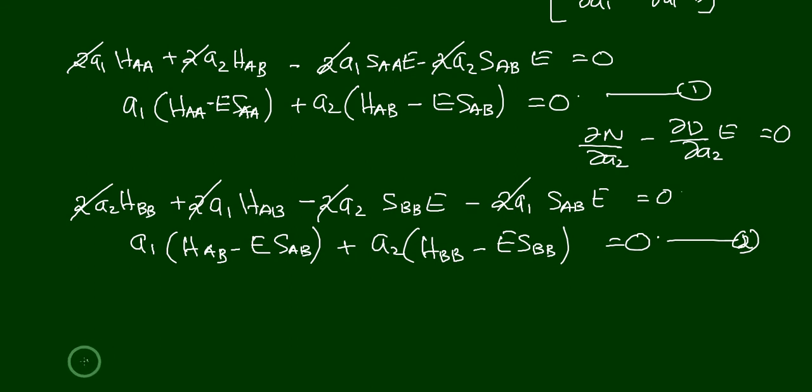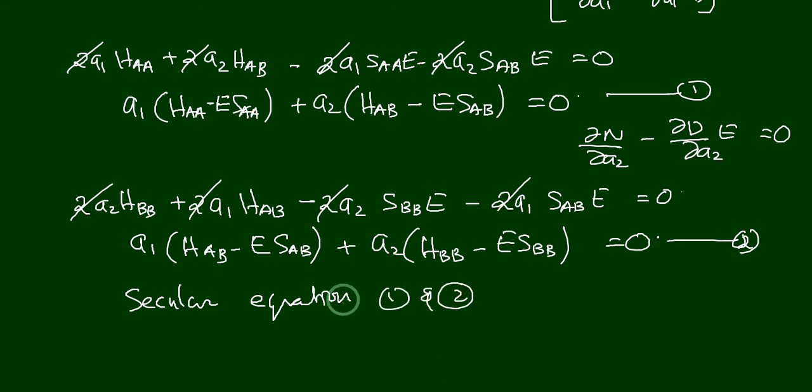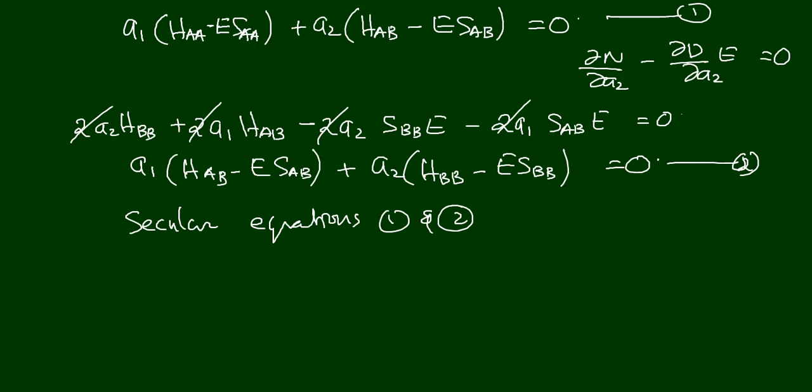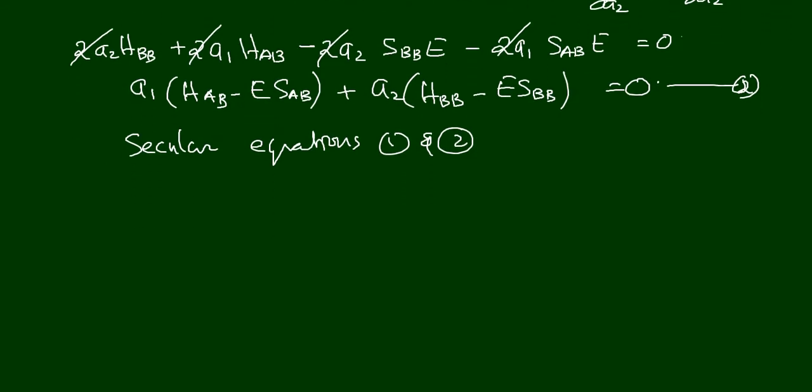These two equations, equation number 1 and equation number 2, do you know what these equations are called? These are called secular equations. Equation 1 and 2 are called secular equations. We already learned this while learning the variation theorem.